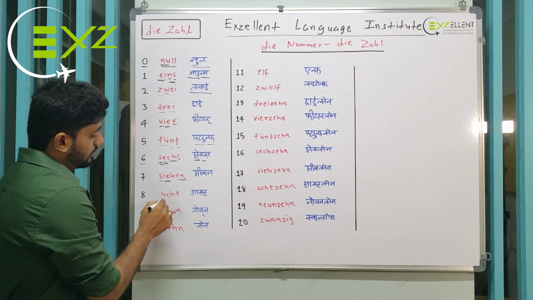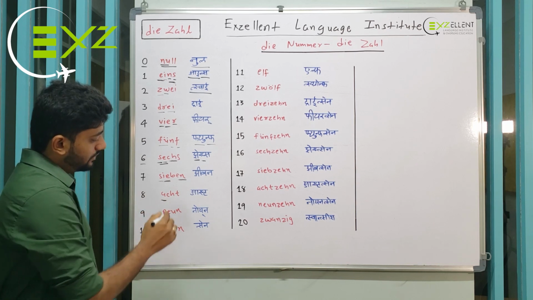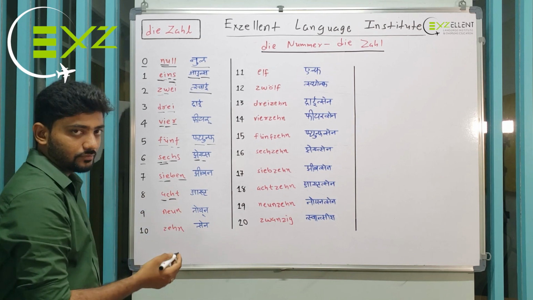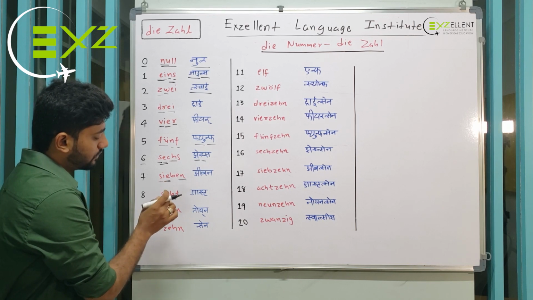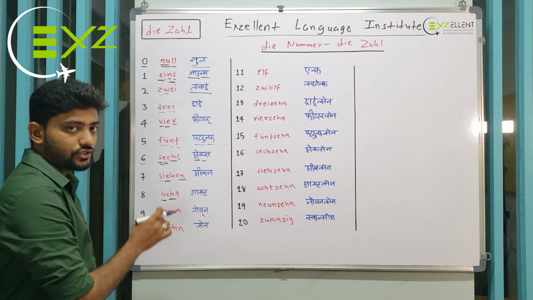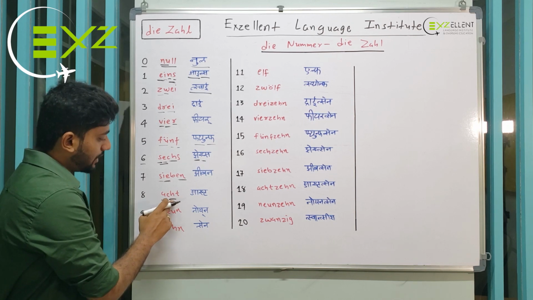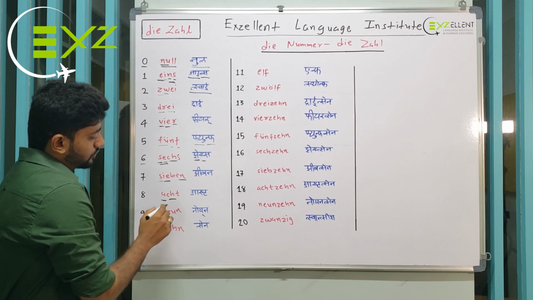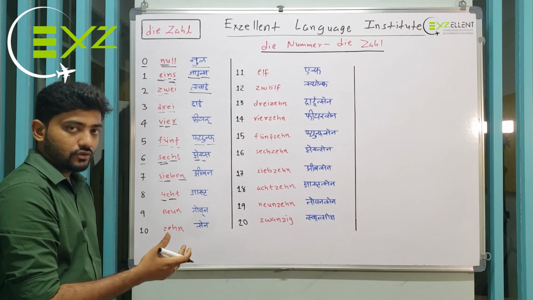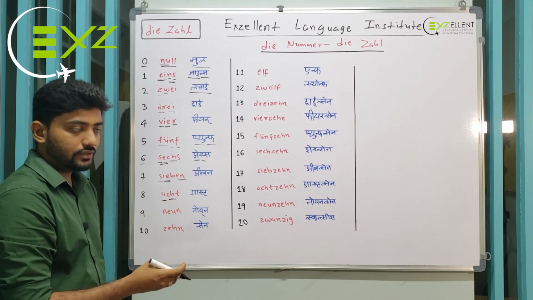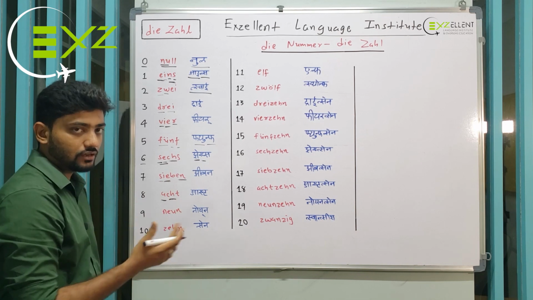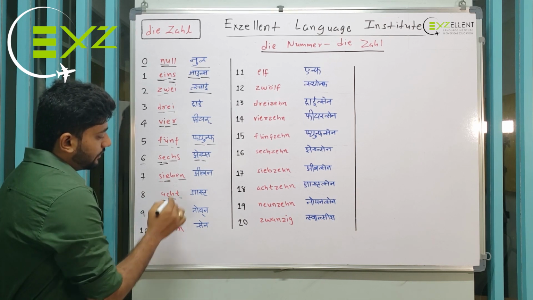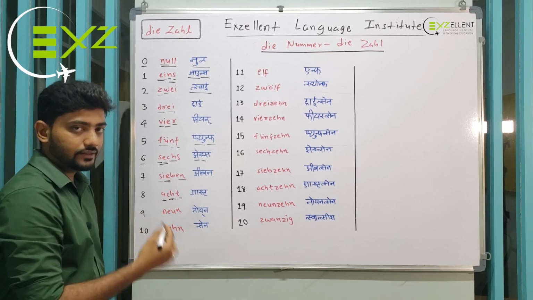acht. See, A is A, CH will be Kh, because here the pronunciation rules for CH are being applied, right? Before CH, I is not there, E is not there, U is not there, S is not there, umlaut is not there. It means the pronunciation of CH is Kh, right? And at the end T. So A, Kh, T, act.